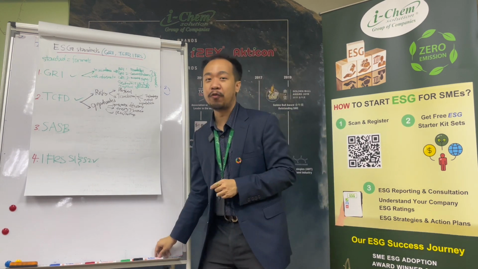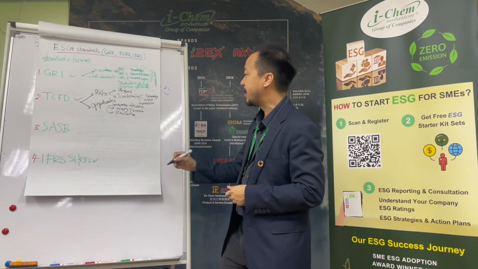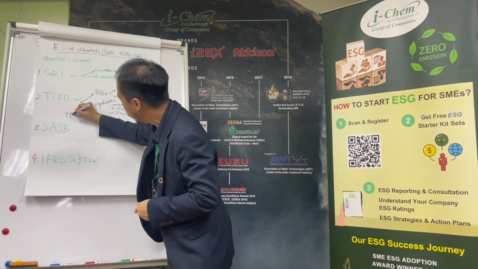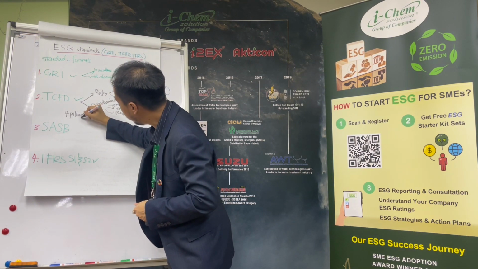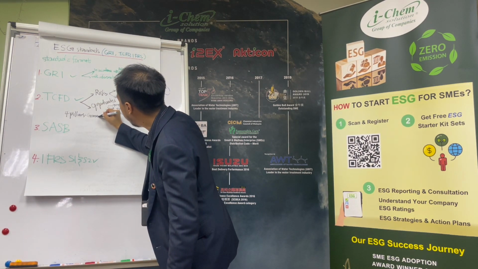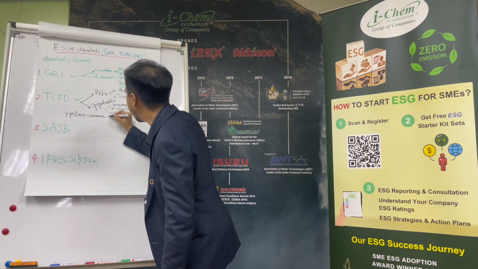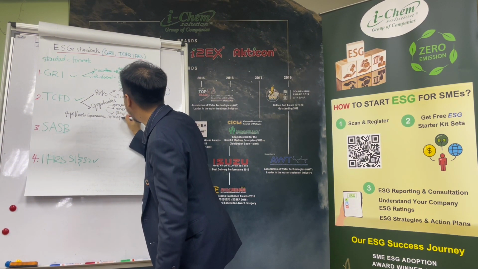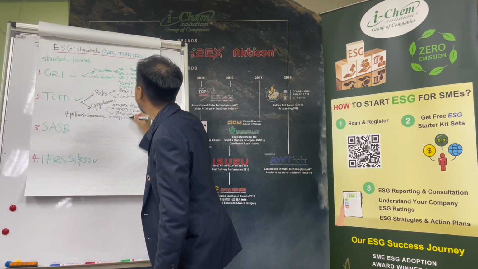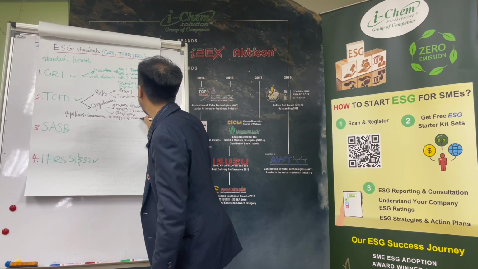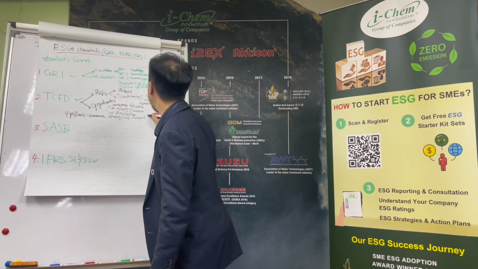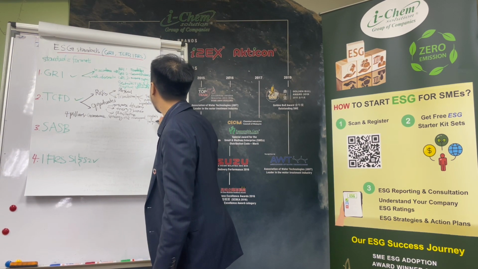Also, you need to follow the 4 pillars in TCFD reporting. 4 pillars. The governance pillar, governance. We talk about the strategy pillar. We talk about risk management as a pillar. And we talk about metrics and targets.